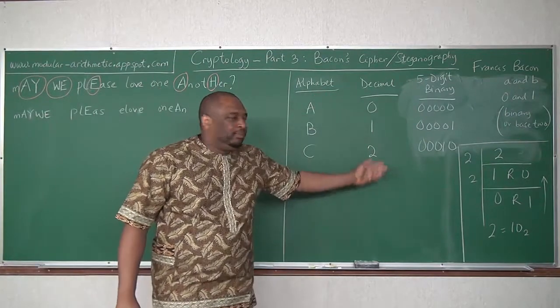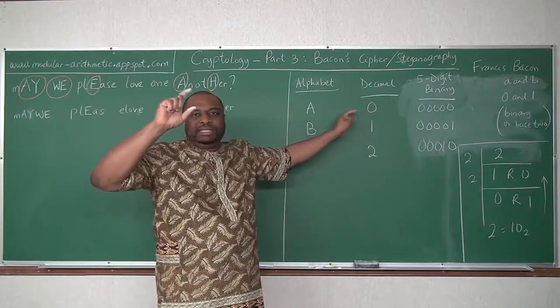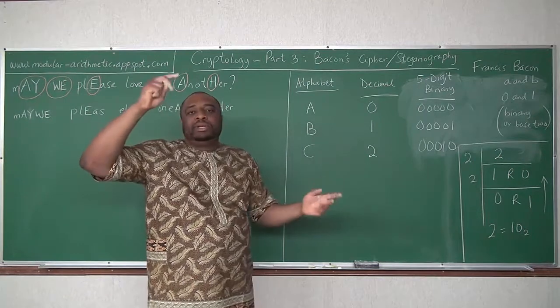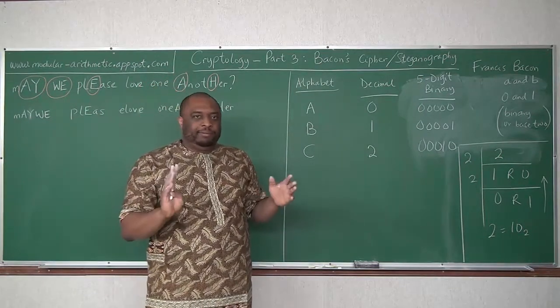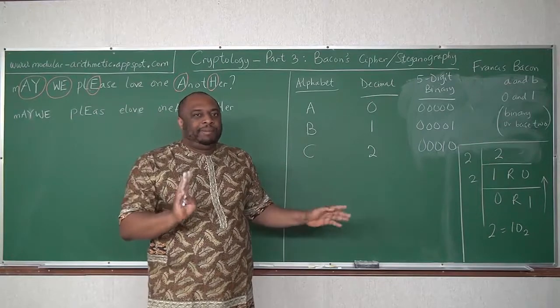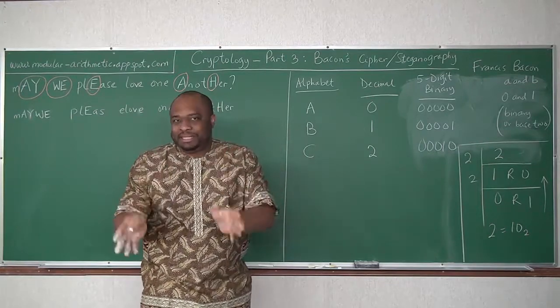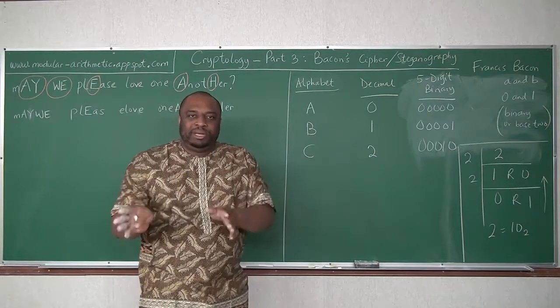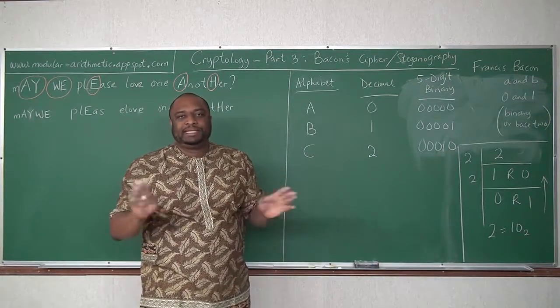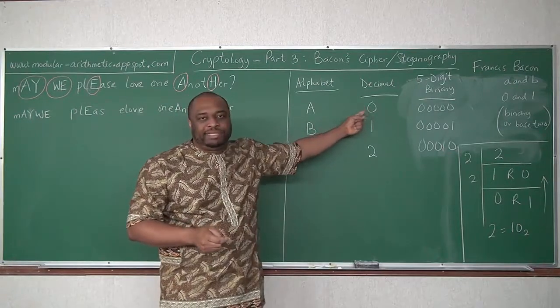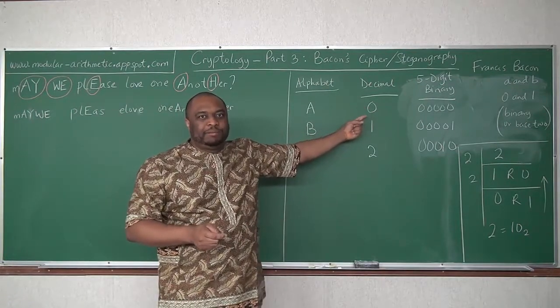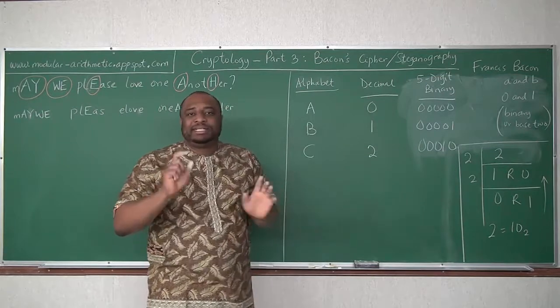The whole decimal from 0: A is 0, B is 1, C is 2, D is 3. So Z will be 25. Z, the last alphabet. Rather than 26, Z is 25. Okay, the last alphabet is 25, because you started from 0. So the last alphabet is Z, 25.